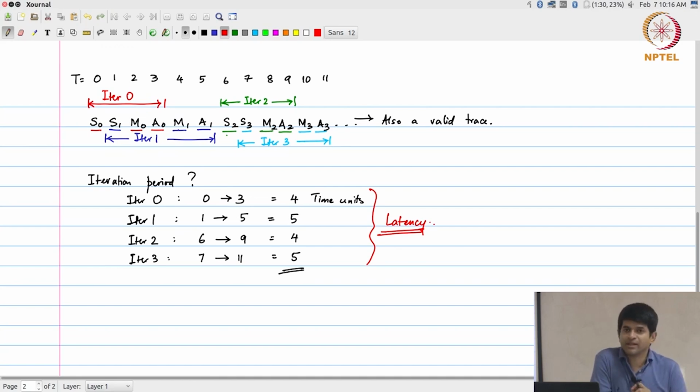What about the iteration period? How do we find that out? Another word for the iteration period, in fact, in this case is something that we will call, again, so there are two things at work over here. One is the average iteration period, the other is something else called the initiation interval or the iteration interval. So the average iteration period is easy to understand over here.